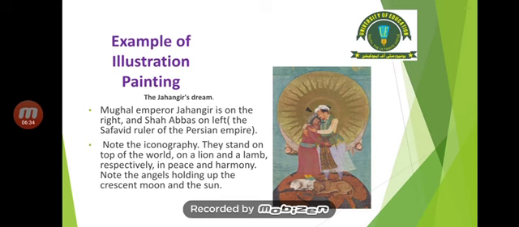Note the angels holding up the crescent moon and the sun beside Jahangir's head. At the same time, it is making a halo, which is a symbol of piousness, and it also shows Jahangir's rule and power not only on the world but also in the skies.